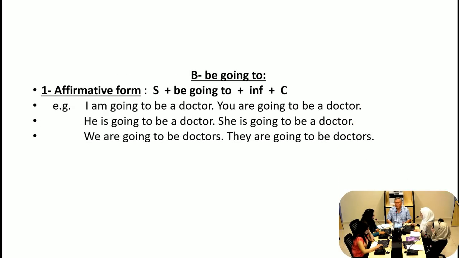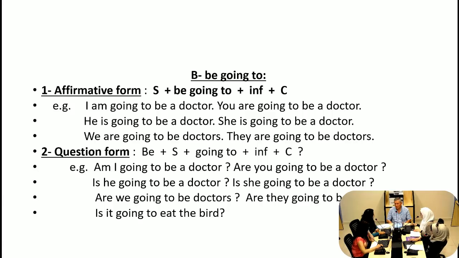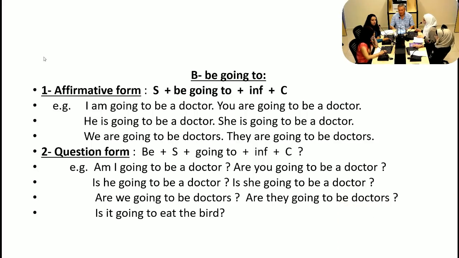With the same form, we come to be going to. Miss Rula. The affirmative form is subject, be going to, and the infinitive and the complement of the sentence. Example, I'm going to be a doctor. You are going to be a doctor. He's going to be a doctor. She's going to be a doctor. We are going to be doctors. They are going to be doctors.